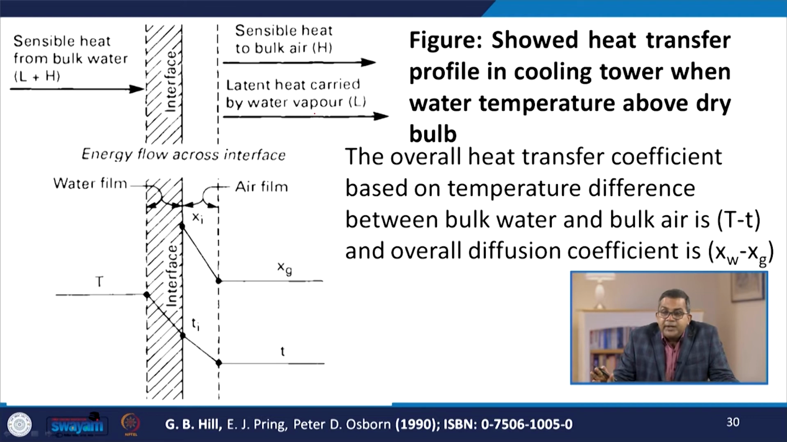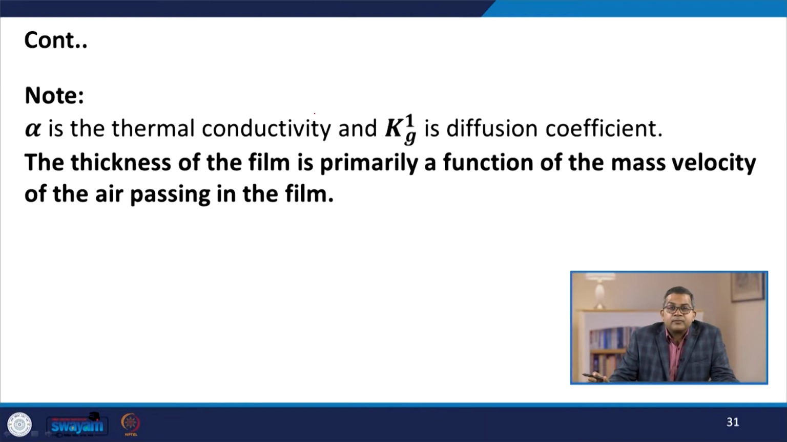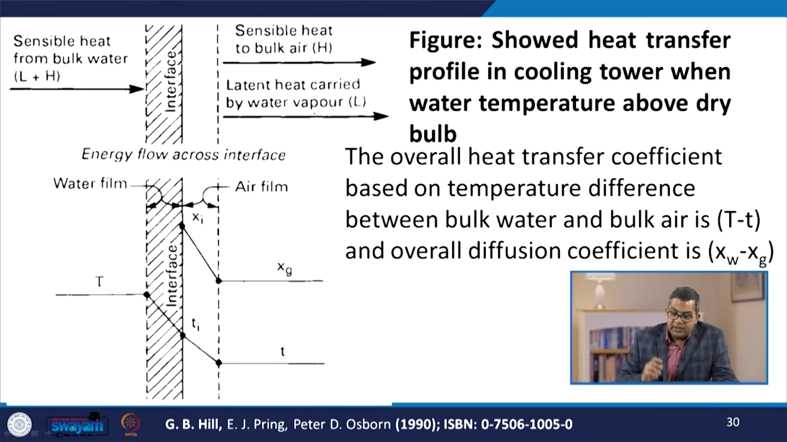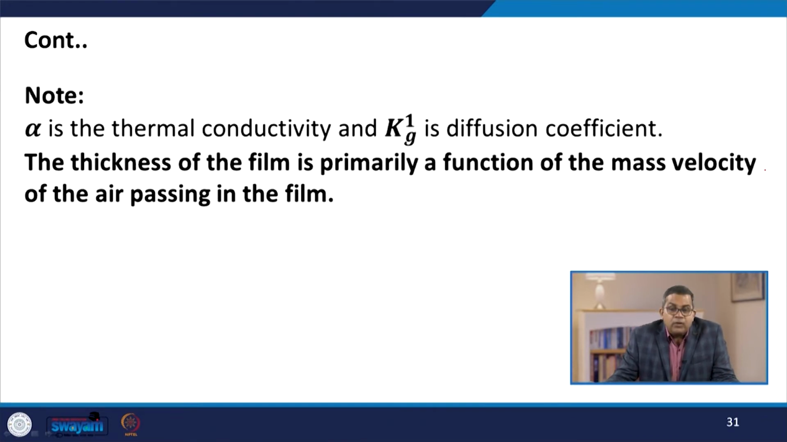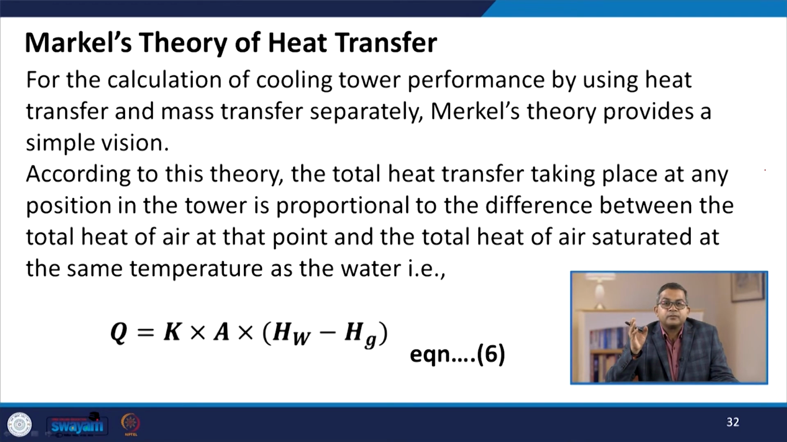Now, the overall heat transfer coefficient is based on the temperature difference between the bulk water and the bulk air, T minus small t. Alpha is the thermal conductivity and K1G, as I just told you, is the diffusion coefficient. The thickness of the film is primarily a function of the mass velocity of the air passing in the film.